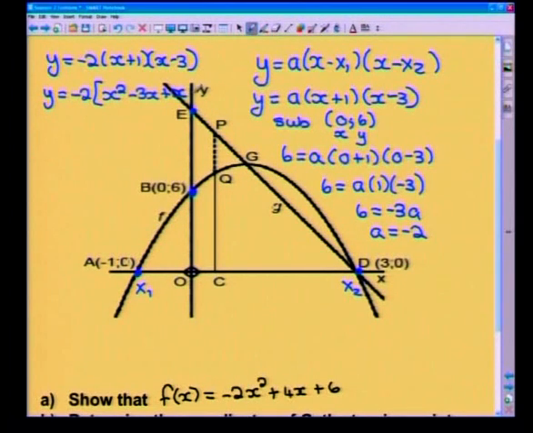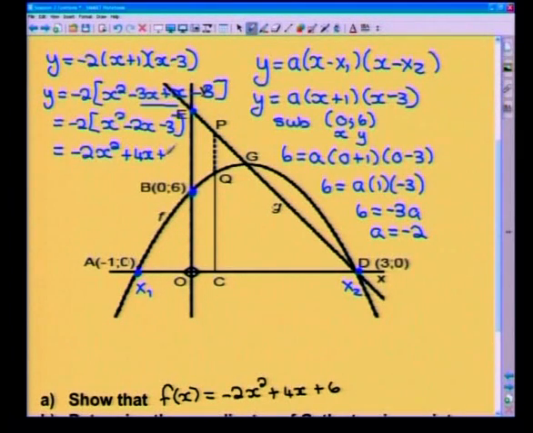And the last terms are going to be minus 3. That means I have minus 2 times x squared, and of course these are like terms, so it's minus 2x minus 3. And if I distribute the negative in, I get minus 2x squared plus 4x plus 6. And that is exactly what I had to show, and so I've actually completed my first question.